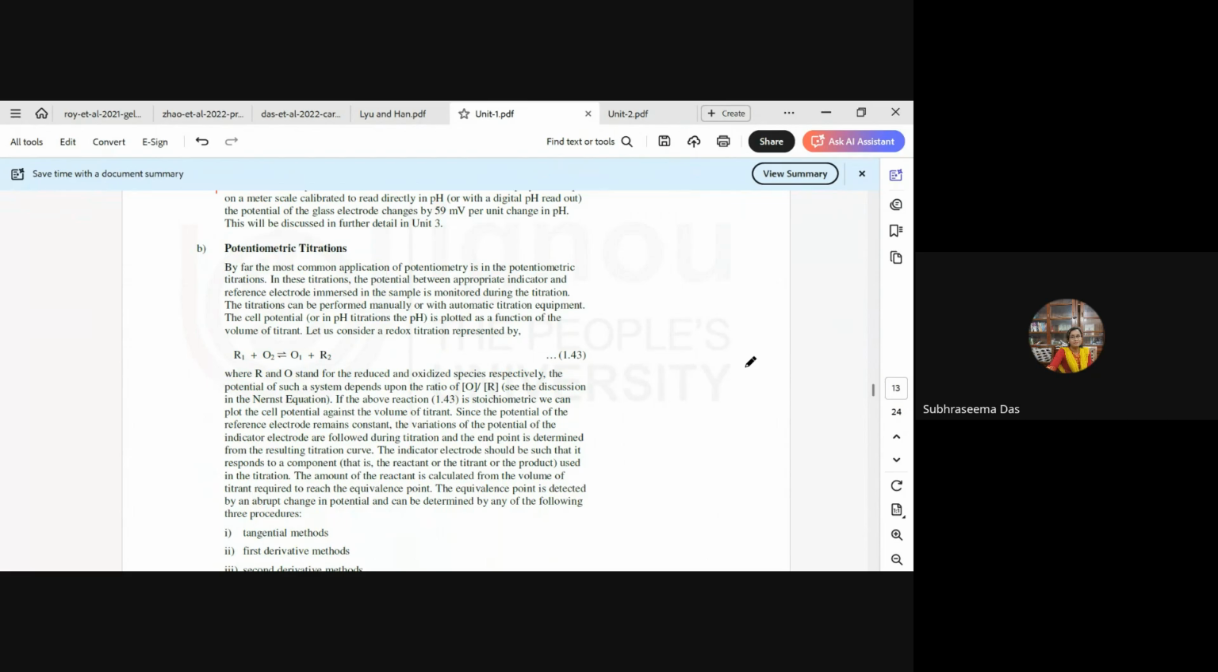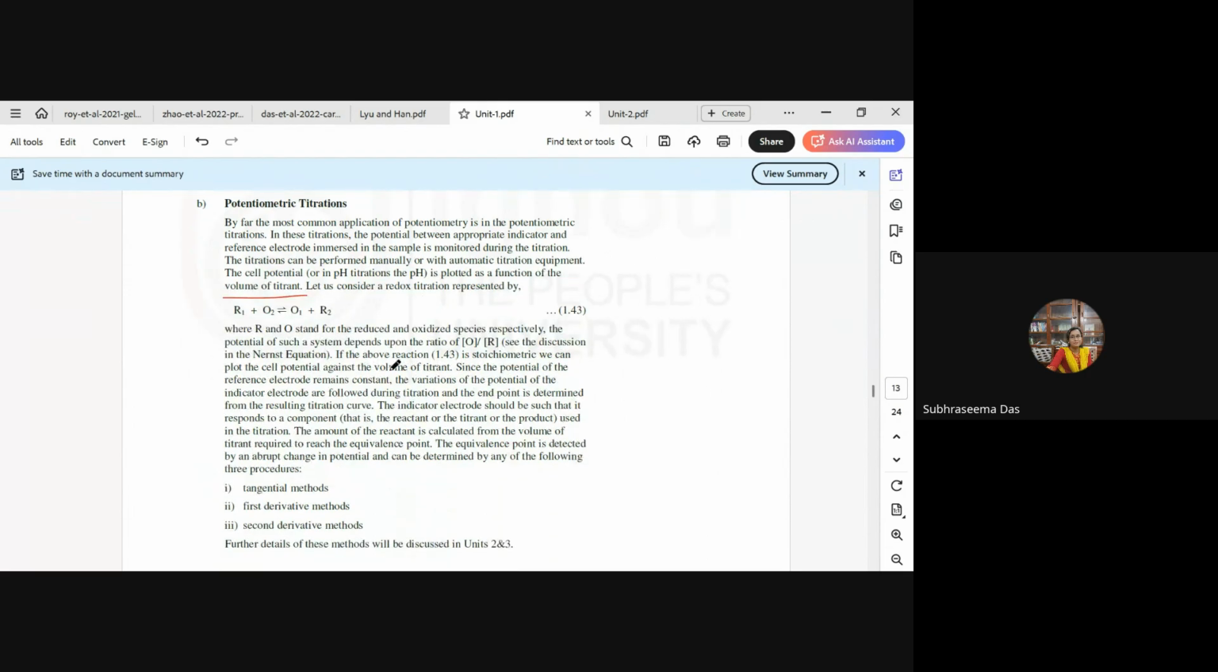In these titrations, the potential between an appropriate indicator and reference electrode, immersed in the sample, is monitored during the titration. So we do a series of titrations. These titrations can be performed manually, or we have titration equipment. The cell potential is plotted as a function of the volume of titrant consumed during the titration process. To understand this, let us consider the redox titration R1 plus O2 forming O1 plus R2.